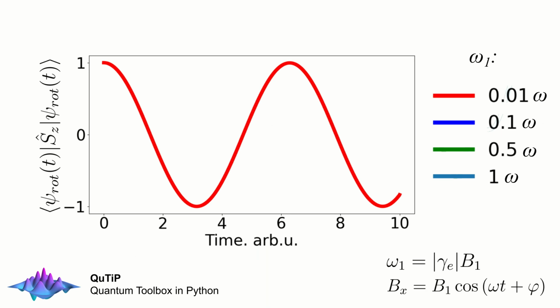In the end, I would like to show you what happens with Rabi oscillations when we begin to violate the condition set by rotating wave approximation. These are exact simulations made with QuTiP, a quantum toolbox in Python. In the graph, you see the Sz expectation value as a function of time. We begin with the case when omega 1 is 100 times smaller than omega. We see an ideal cosine.